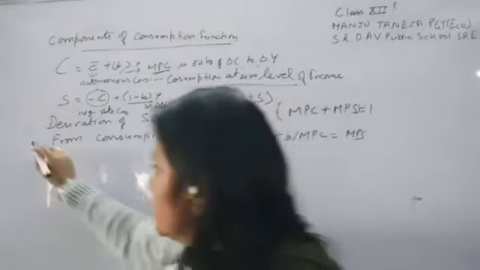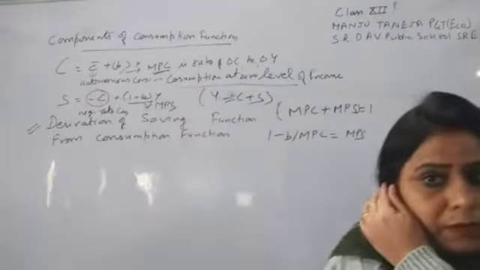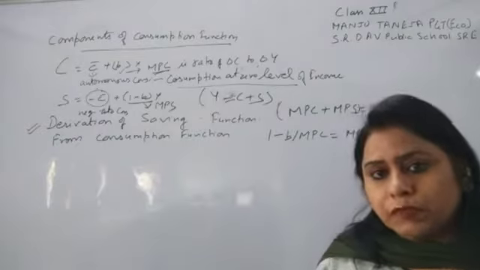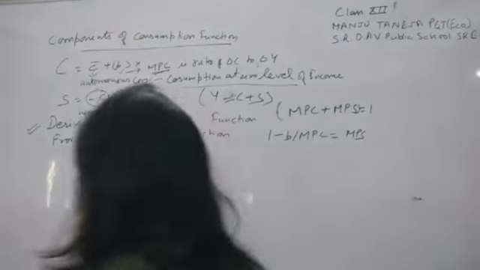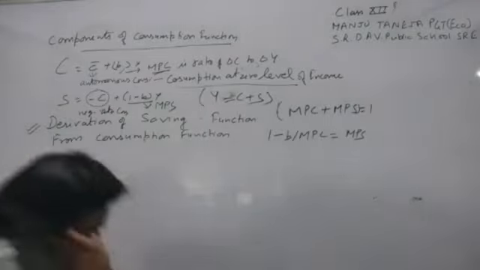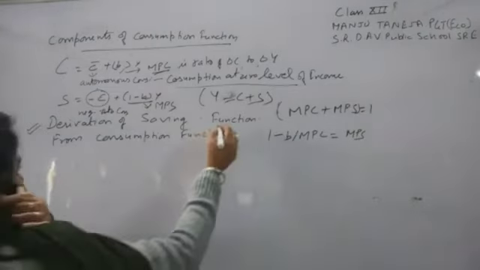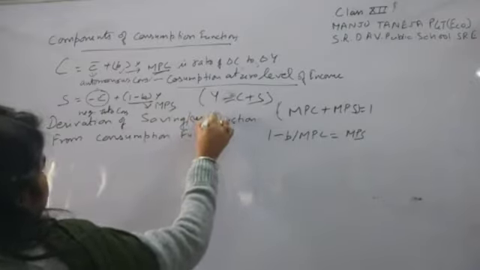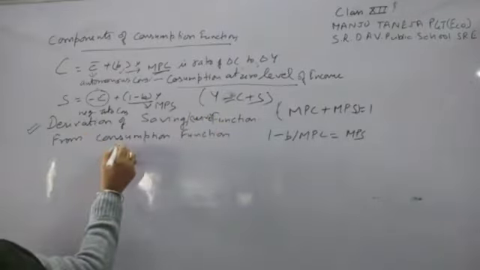And it is a most important question. Generally it comes every time: derivations of consumption function from saving function, or saving function to consumption function. And it is very easy to make. We have already done both, the saving function and the consumption function. Now we will derive the consumption curve from the saving curve, and the saving curve from the consumption curve.